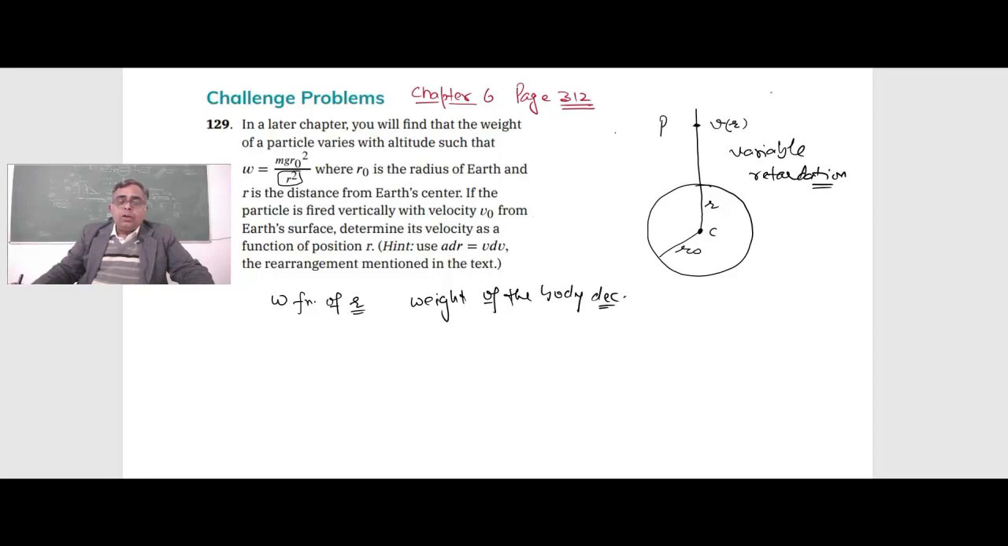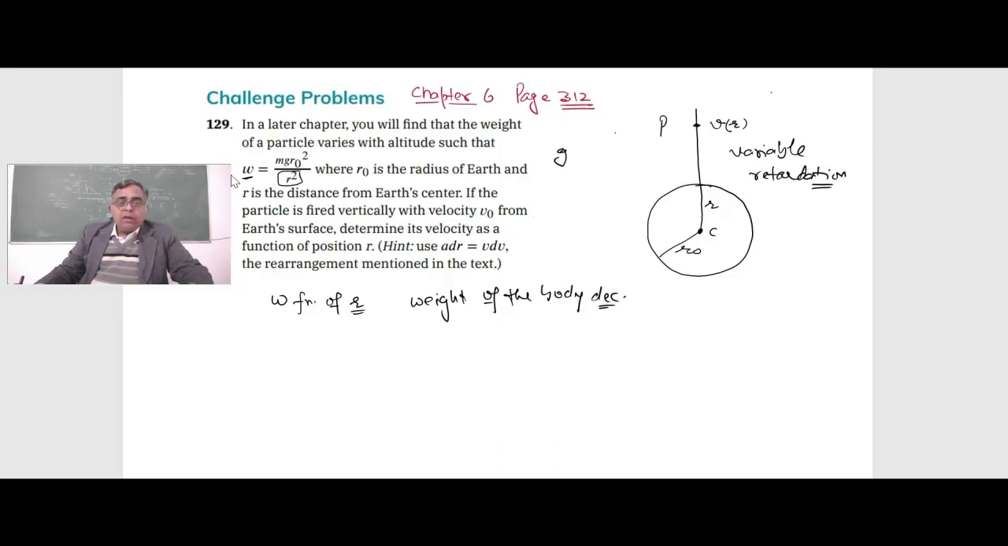Earlier, in motion under gravity, you took g as constant for motion near the surface of the earth. But here, as the altitude is increasing, the acceleration is not constant. That is given by the statement that the weight of the particle is varying. Now, how is the weight of the particle varying? This means that the acceleration due to gravity is not constant, it is varying. So the particle here is moving under variable acceleration.